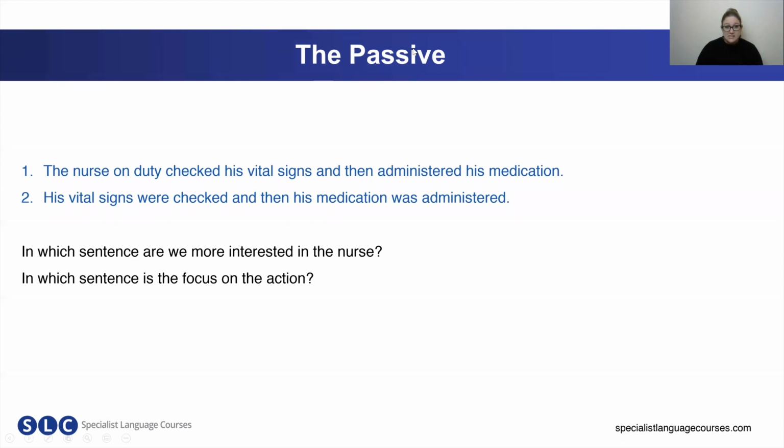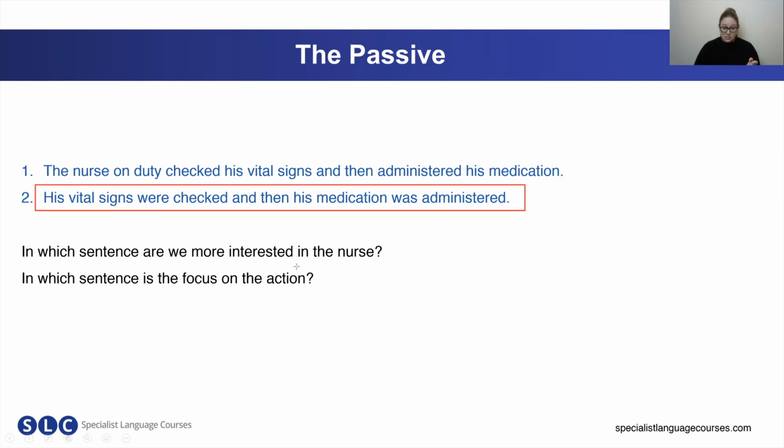Well, sentence number one is more focused on the nurse and what they're doing, checking the vital signs, administering the medication. It's grammatically correct, but I think sentence number two is much more effective. Here, we're definitely focusing on what is happening to the patient. We're summarizing the action in a concise way, and this is what you need to do in the OET writing test.